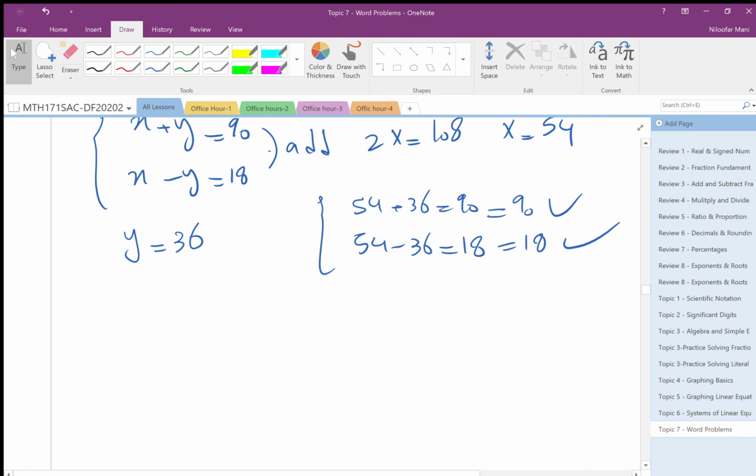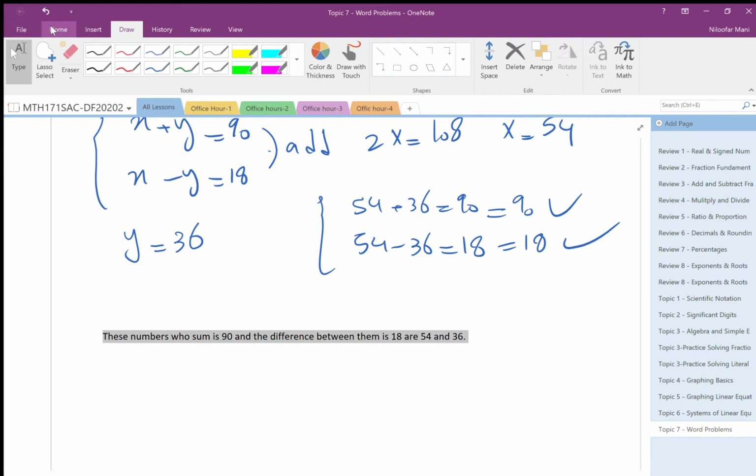And then I can write my sentence. Those numbers are, these numbers whose sum is 90 and the difference between them is 18, are 54 and 36. See, this is very informative. I know what's going on in the question. That's good. The sentence is good.